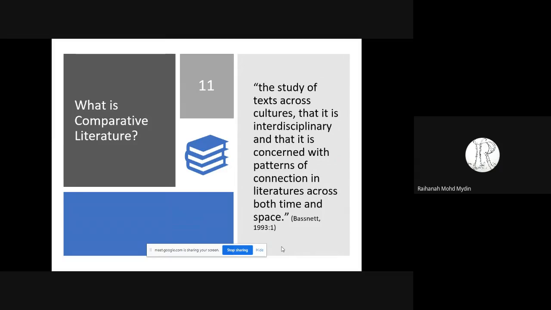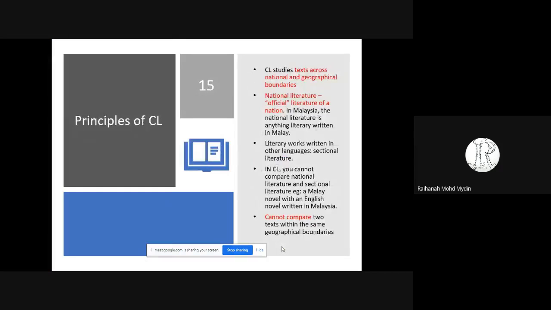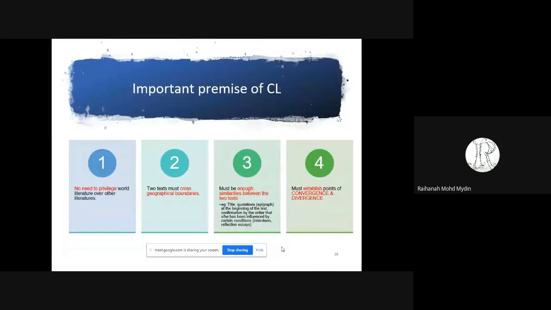So we need to problematize the operational definition of comparative literature before we can develop a methodology of how to do comparative literature. So that's why I'm focusing on this.